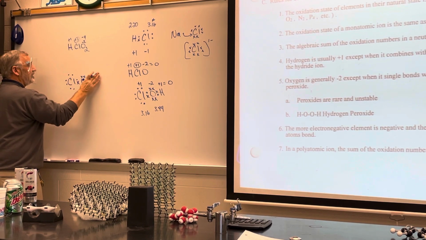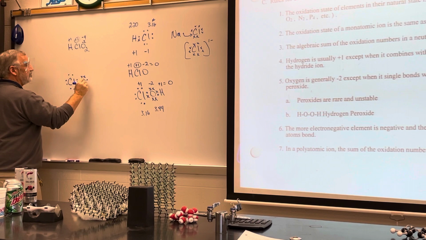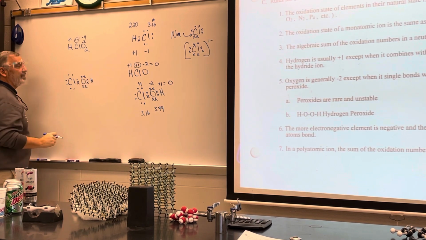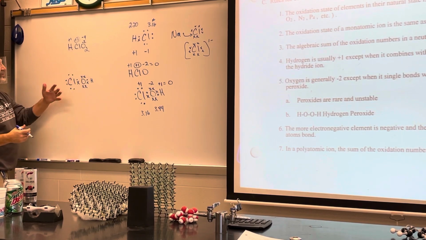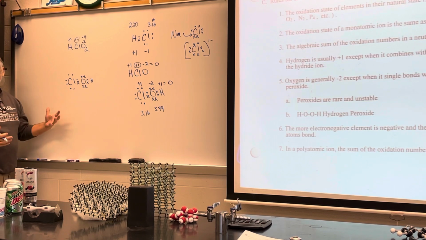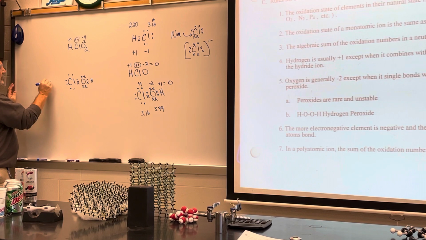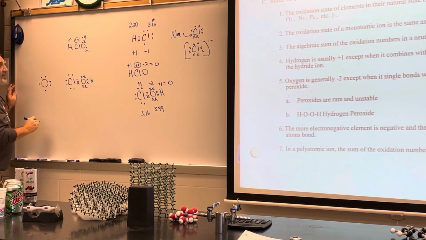We put the other hydrogen there. So the question is, where do I put another oxygen if I have HClO2? Everything has 8. It's a filled octet. It's a happy camper. It shouldn't need any more. But oxygen has 6 electrons. So they just connect to it. Makes sense.